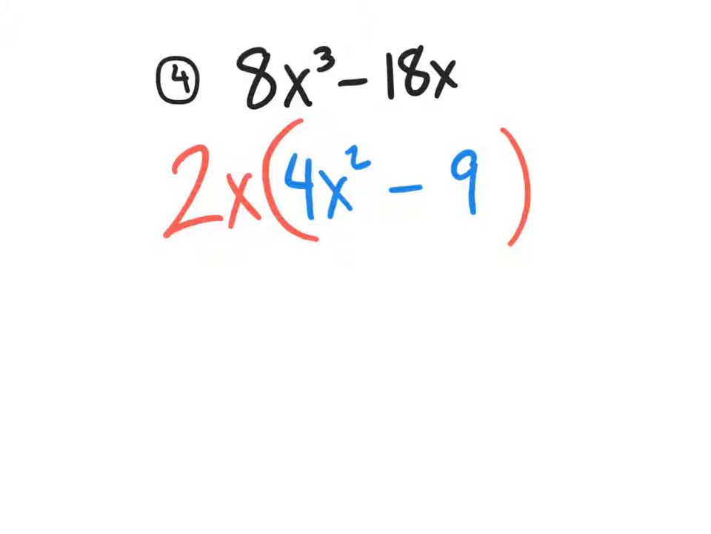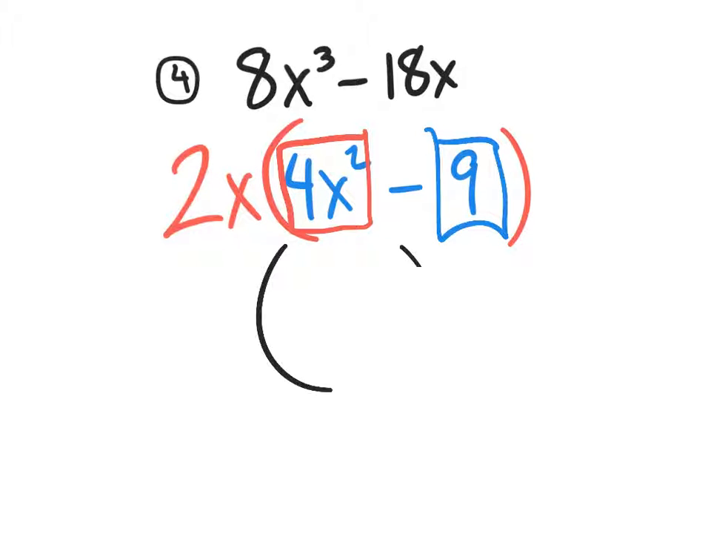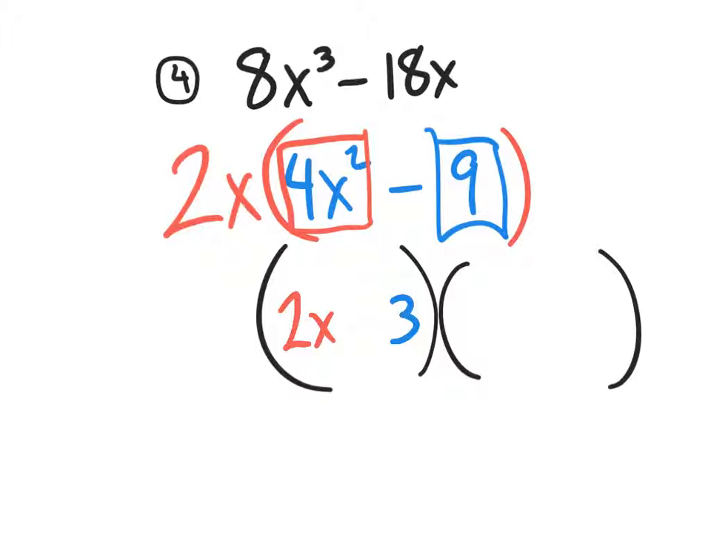So again, I have a perfect square term here and a perfect square term over here. So I'm going to set up my factor format. I'm going to do the square root of 4x squared. What's the square root of 4x squared? 2x. Put that right there. What is the square root of 9? That's 3, right? So you have a 2x and a 3. Repeat that 2x and that 3.